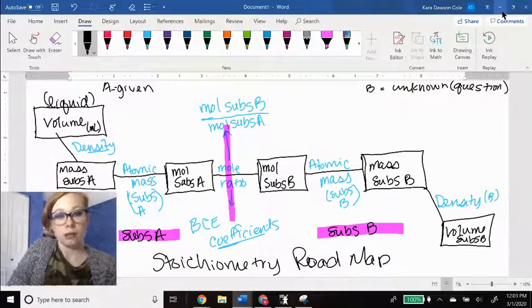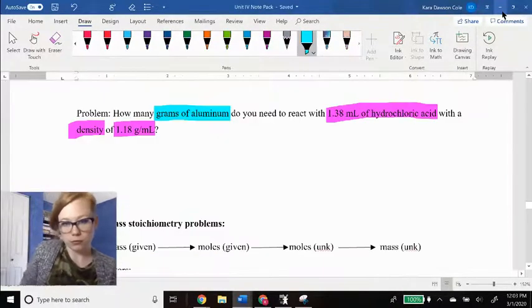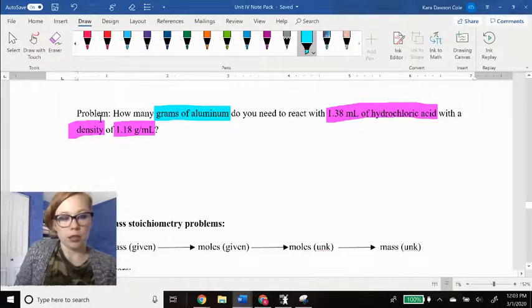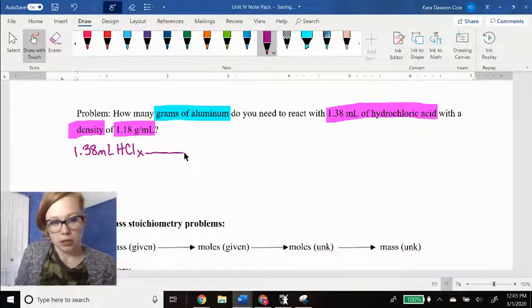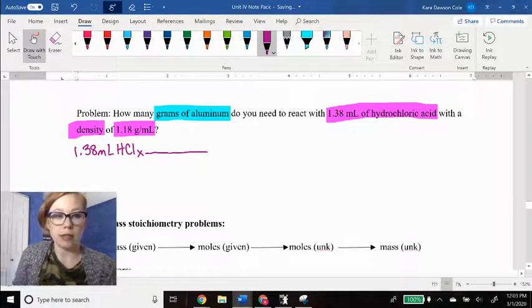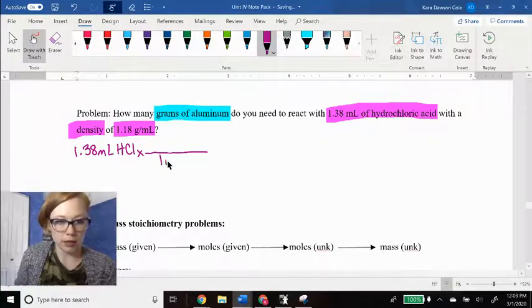Okay, so let's do this. I'm going to be writing this out. I've got 1.38 milliliters of HCl. If I am using my density and getting out of milliliters and into grams, 1 milliliter is going to be on the bottom, and 1.18 grams will be on top. So my milliliters cancel, and now I'm in grams of HCl.